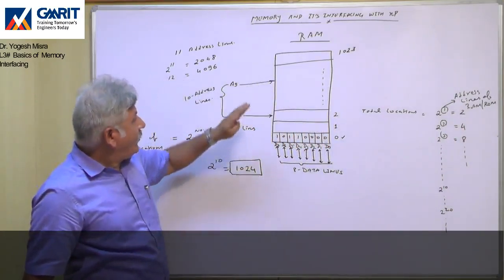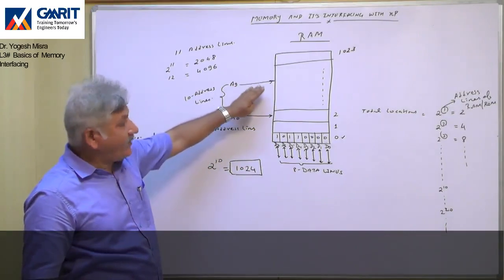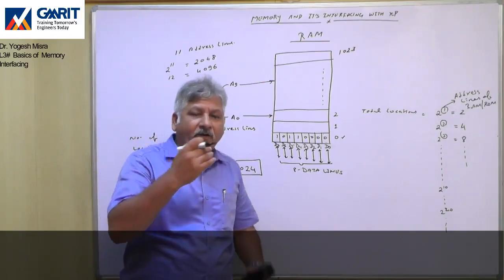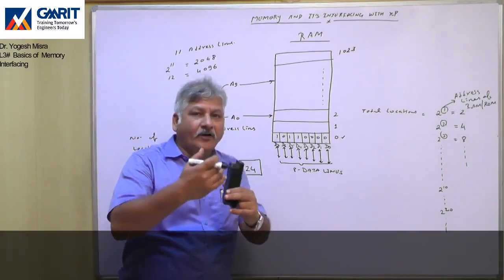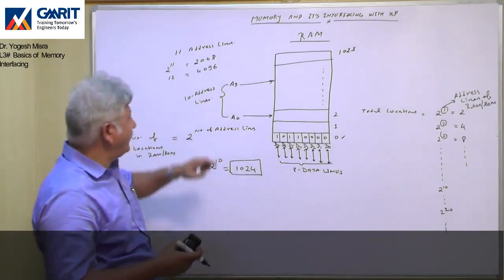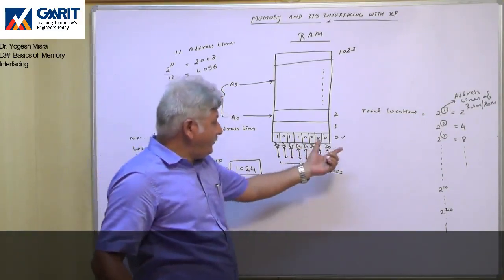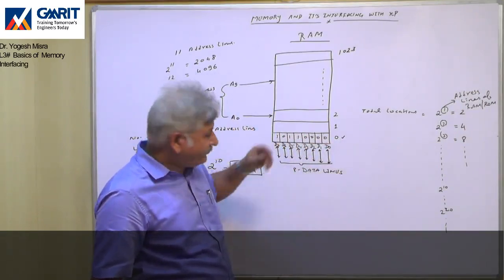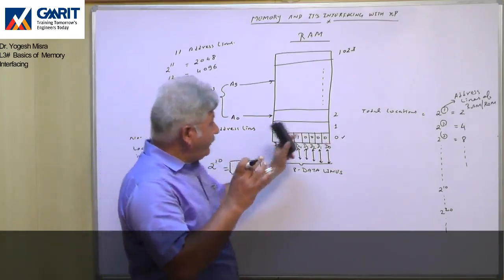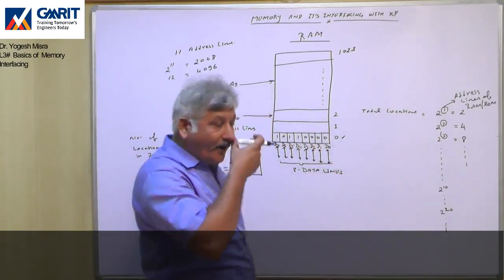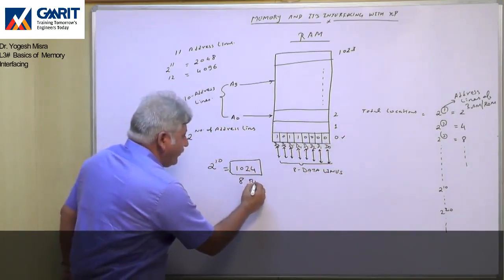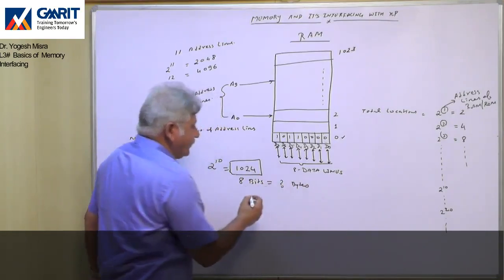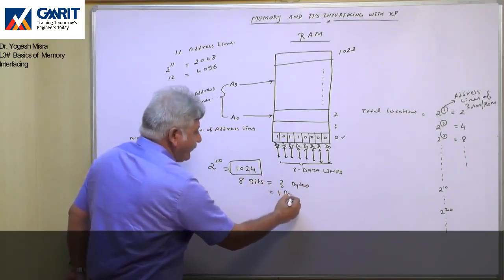So what is the significance of the address lines of this RAM? By increasing one address line, we are basically making the number of locations double. So this is the significance of the address line. And here, at each location, we can store 8 bits, okay? 8 bits is equal to how many bytes? So this is 1 byte.